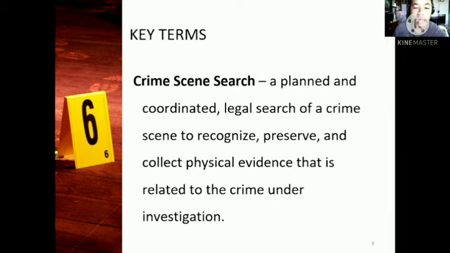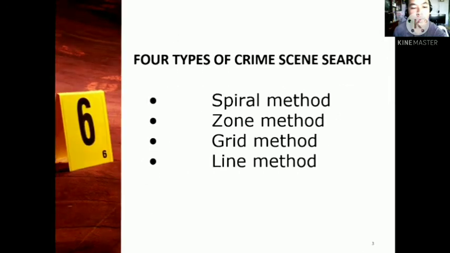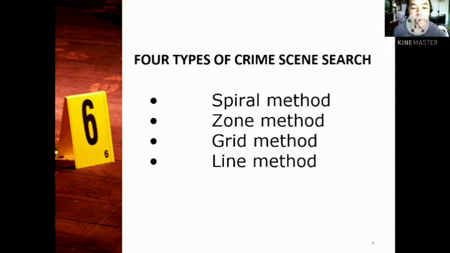Before anything is touched or collected as evidence, it must be found and clearly marked. How do you go about finding and marking the evidence? There are several methods used by law enforcement agencies throughout the world that follow four basic crime scene patterns. These are the spiral method, zone method, grid method, and line method.